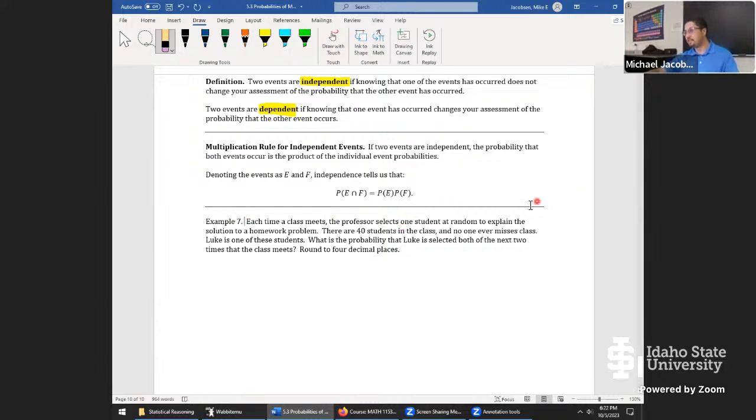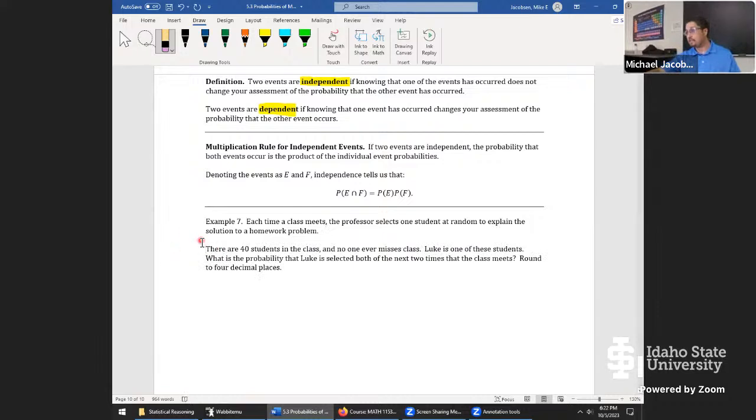So the problem says, in Example 7, each time a class meets, the professor selects one student at random to explain the solution to a homework problem. This actually happened to me in real life. I had a professor that actually did that. Randomly, one person selected, they would go to the chalkboard and just try their best to solve a problem. It was horrible. I'll never do that to you.